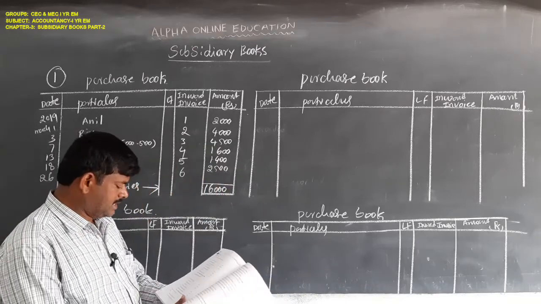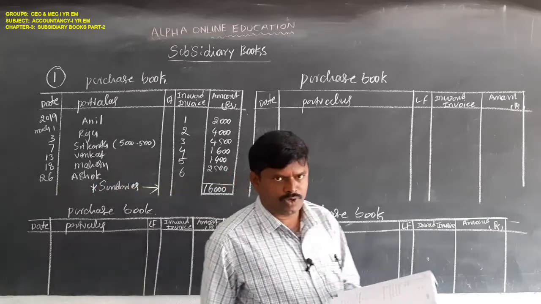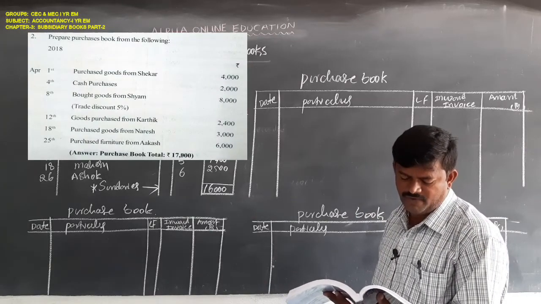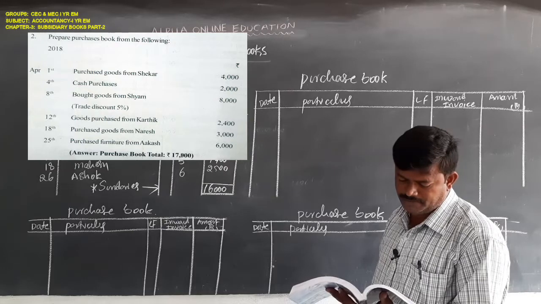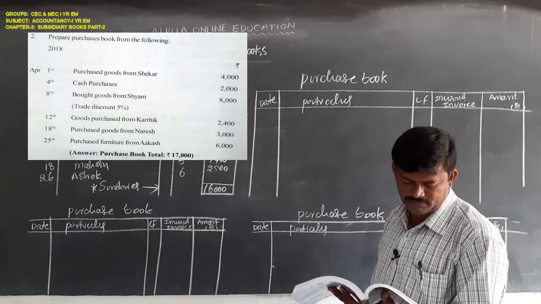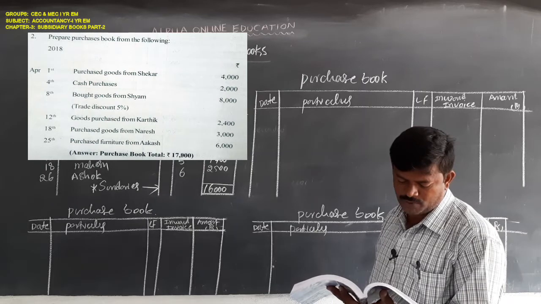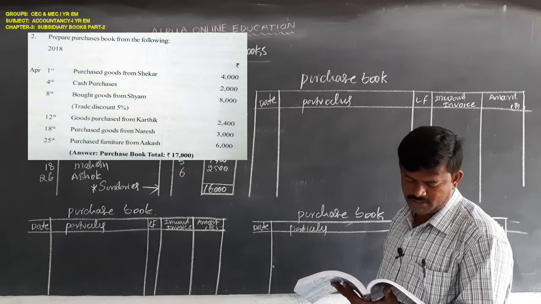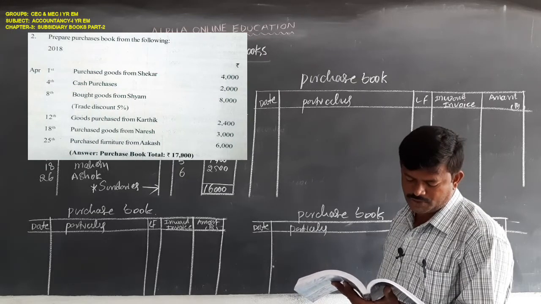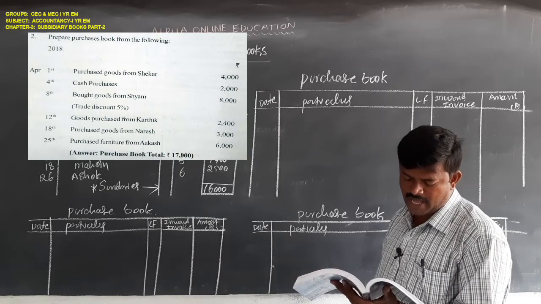Next, second problem, prepare purchase book from the following. Purchase goods from Shekhar, 4000 rupees. It is credit purchases. It will come. Fourth date, cash purchase, so it is not taken into the purchase book. Leave it. Bought goods from Sham, 5% discount. You must take net amount in amount column after deduction of 5%.